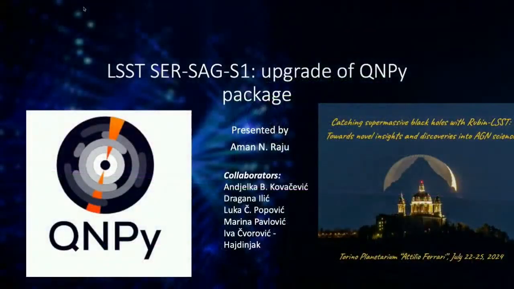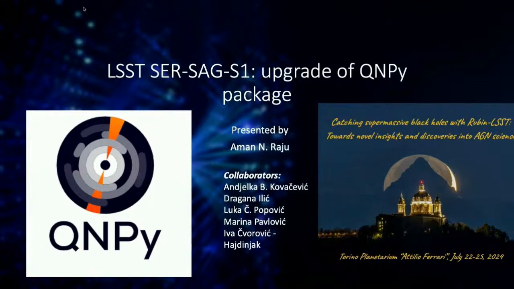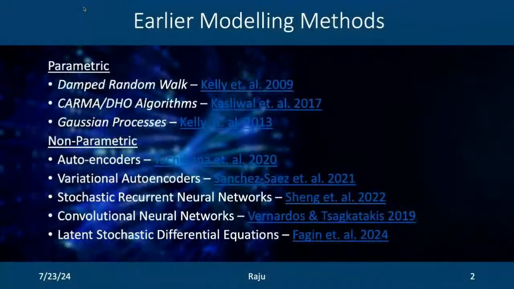Okay, hi everyone. I'm going to be building on the talk and the work that Eva did and show you some of the updates that I've done to the QNPy package. So, just a short list of the other methods to model quasar variability. You have parametric modeling as a base, which includes the damped random walk and other updates to that using Gaussian processes, general Gaussian processes, or specific algorithms. Then there are also non-parametric assumptions, which a few of the people here have worked on.